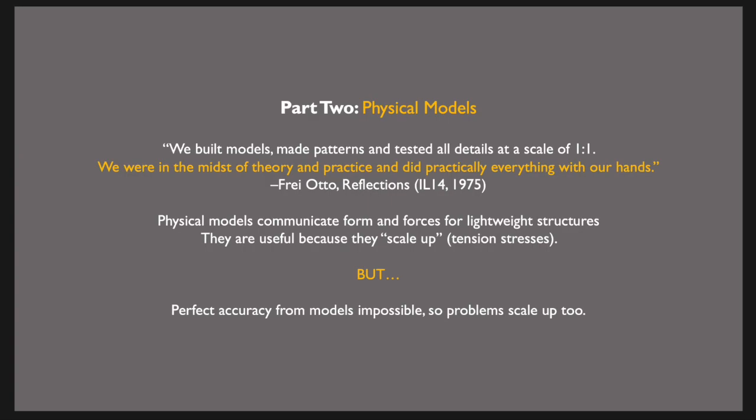In other words, if you use materials of a similar elasticity and strength, and you build a 1 to 10 model, and you find that this thing has this particular amount of tension in it, and therefore it elongated this much, you could scale up both the stress and the strain 10 times and be able to predict how a full-scale building would work. So these are not intended just to be pretty models or something to look at. They actually were meant to give them a really decent estimate for how they'd behave. But obviously perfect accuracy for models is impossible, and so problems can scale up too. So we'll look at a couple of these.